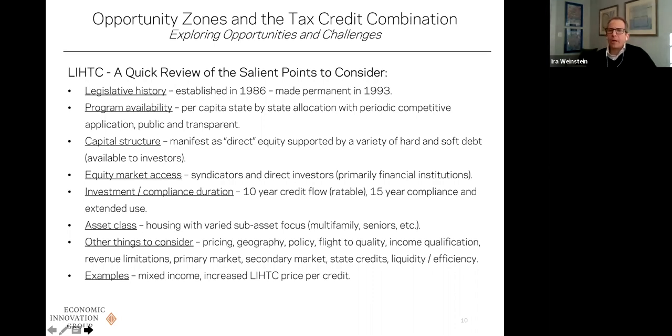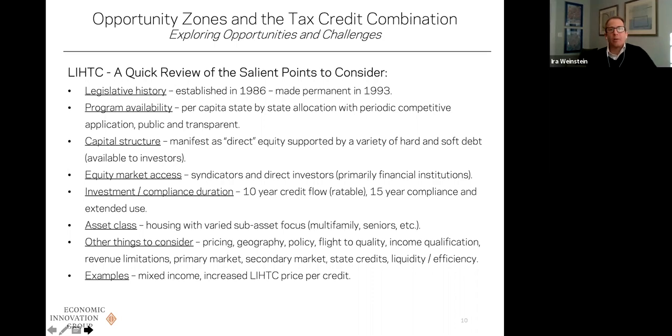The other thing that lines up nicely is the duration here. The credits essentially flow over 10 years, recognizing that depending on how units come online, you could have a longer time frame for the credit flow. And the compliance period itself is 15 years, and the assets are often under an extended use agreement that could take them beyond 30 years of compliance around the limitations around the use of the asset.